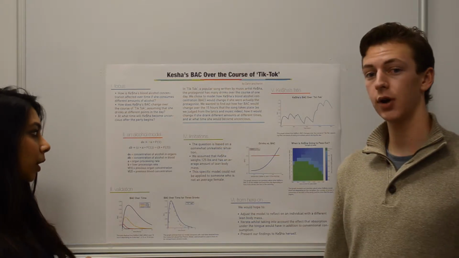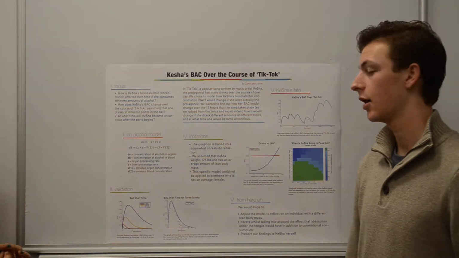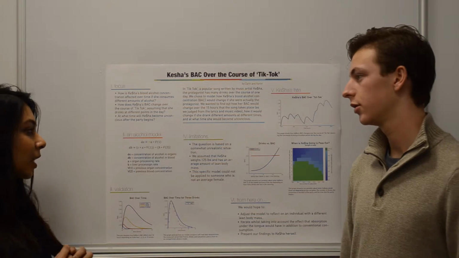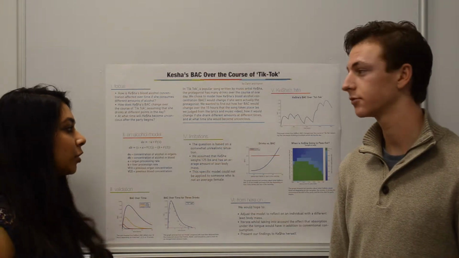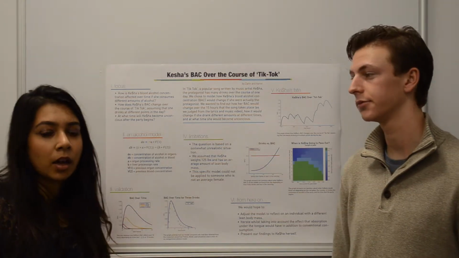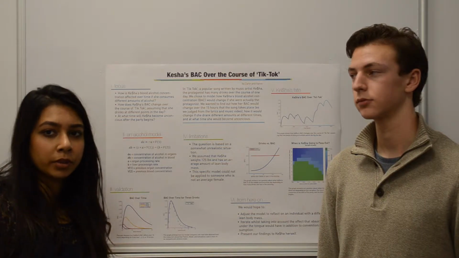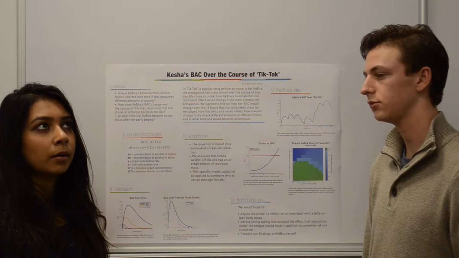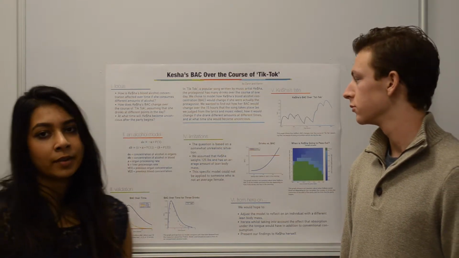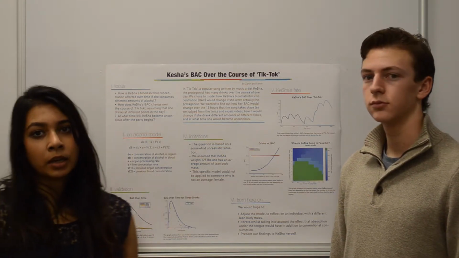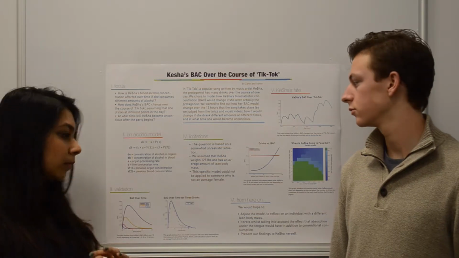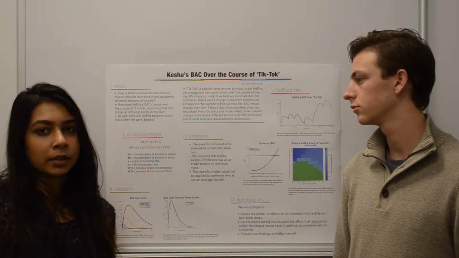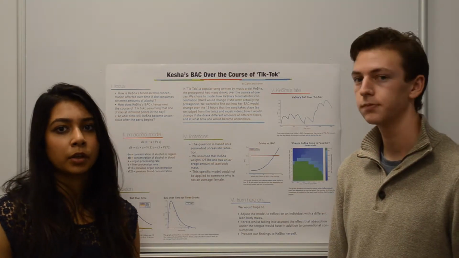And so then there are also a couple limitations that we have with our model. One of the limitations was that the question was based on a pretty unrealistic situation. And the second limitation was that we assumed that Kesha was 125 pounds and that she has a lean body mass. But this model could not be applied to somebody who was drastically different from her.